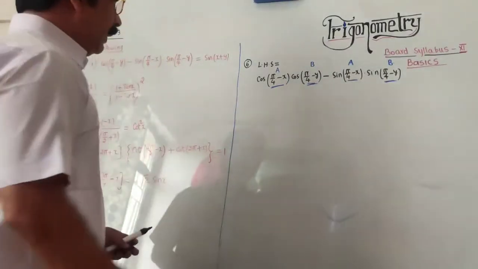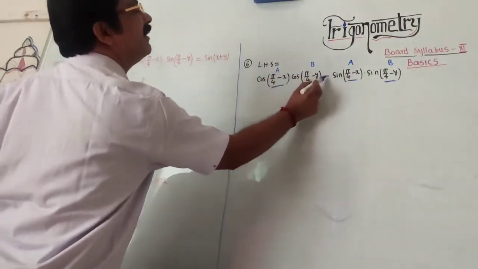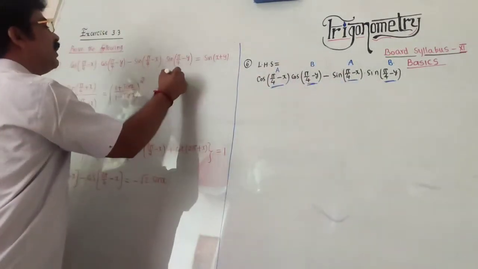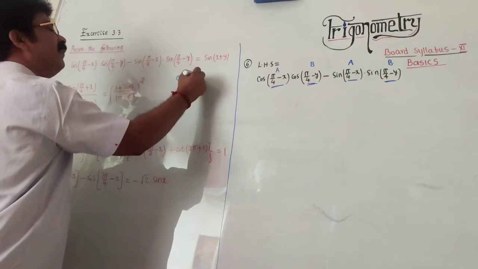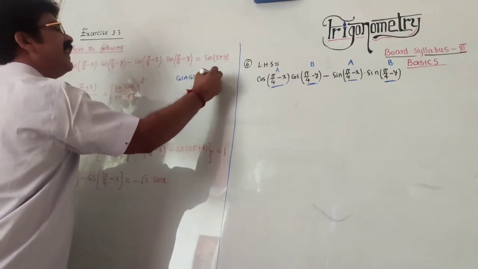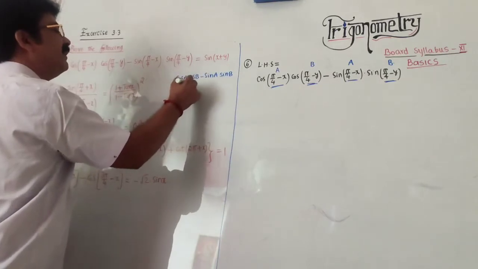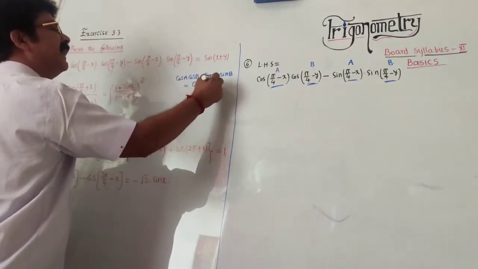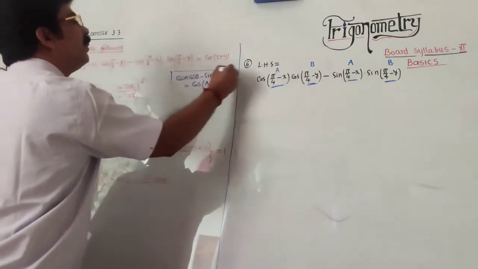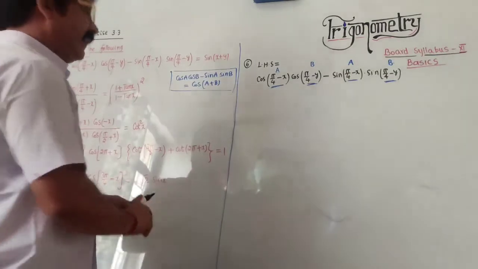So, therefore, it is in the form of cos A cos B - sin A sin B. It is the formula for which? Cos of A + B. This problem is from compound angles.